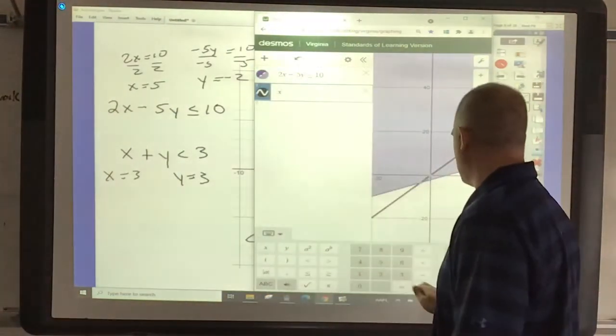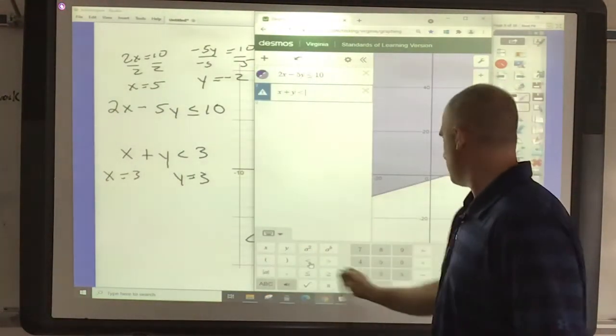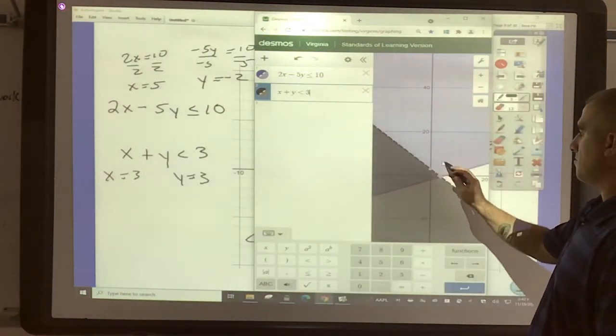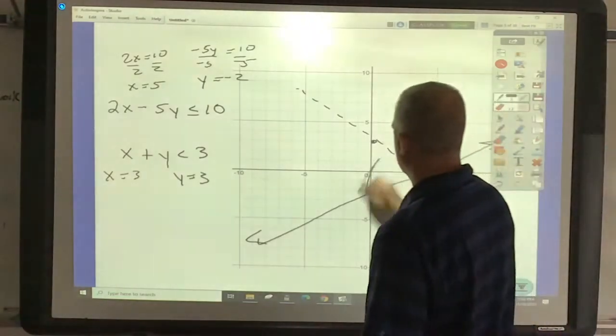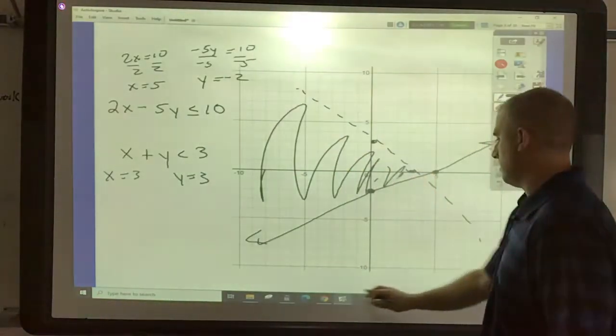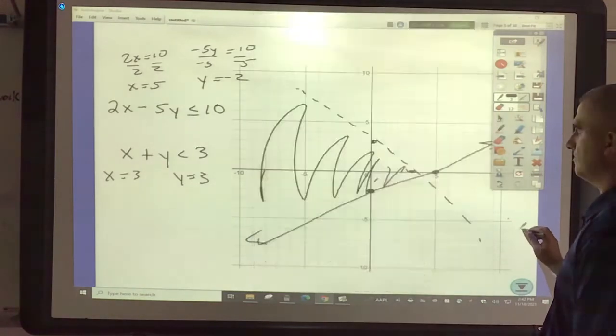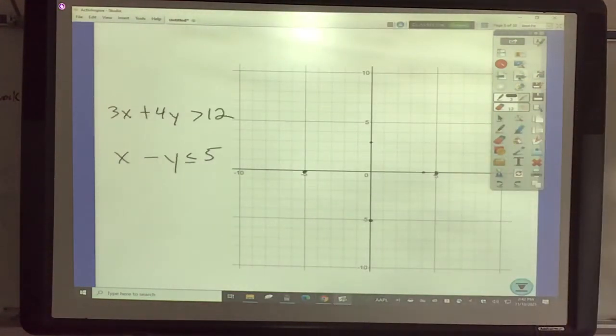X plus y less than 3. Okay, gray, all right, blue, dark. Okay, all right. So that's how simple those are. Okay, let's do a couple more.